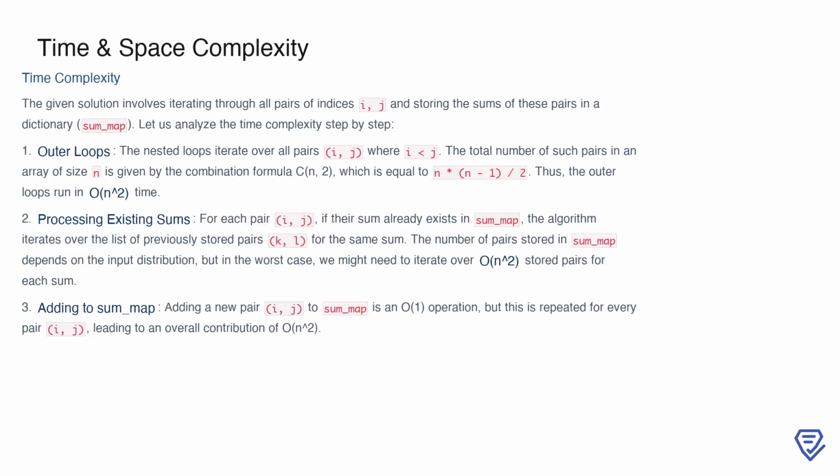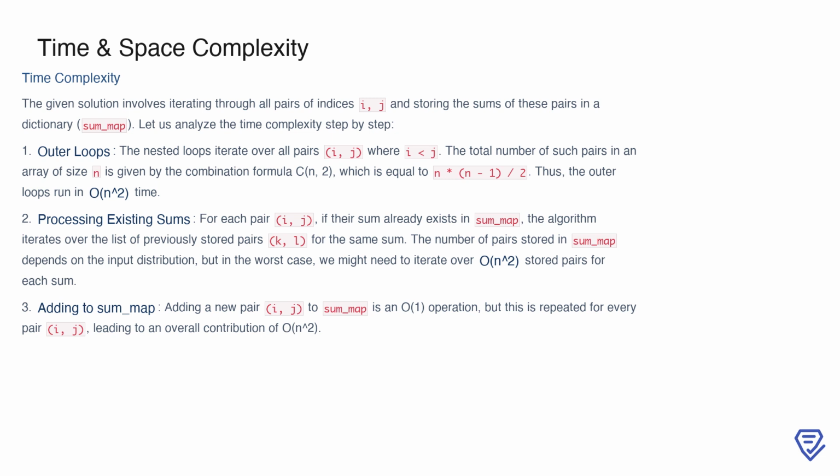Here, we analyze the time complexity of the solution step by step. The algorithm uses nested loops to iterate over all pairs of indices i, j, for i less than j. The total number of such pairs in an array of size n is given by the combination formula C(n, 2), which simplifies to n * (n-1)/2. As a result, the outer loops execute in O(n squared) time.